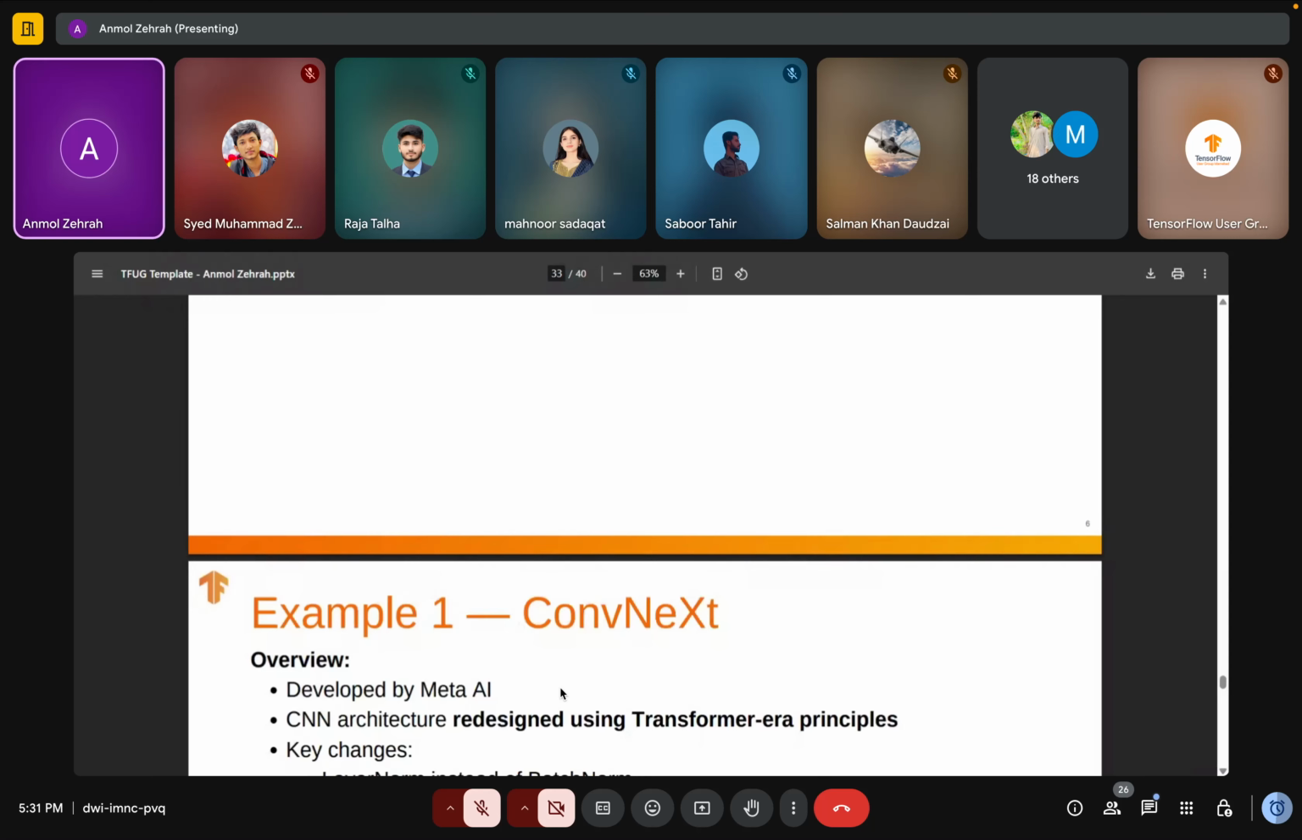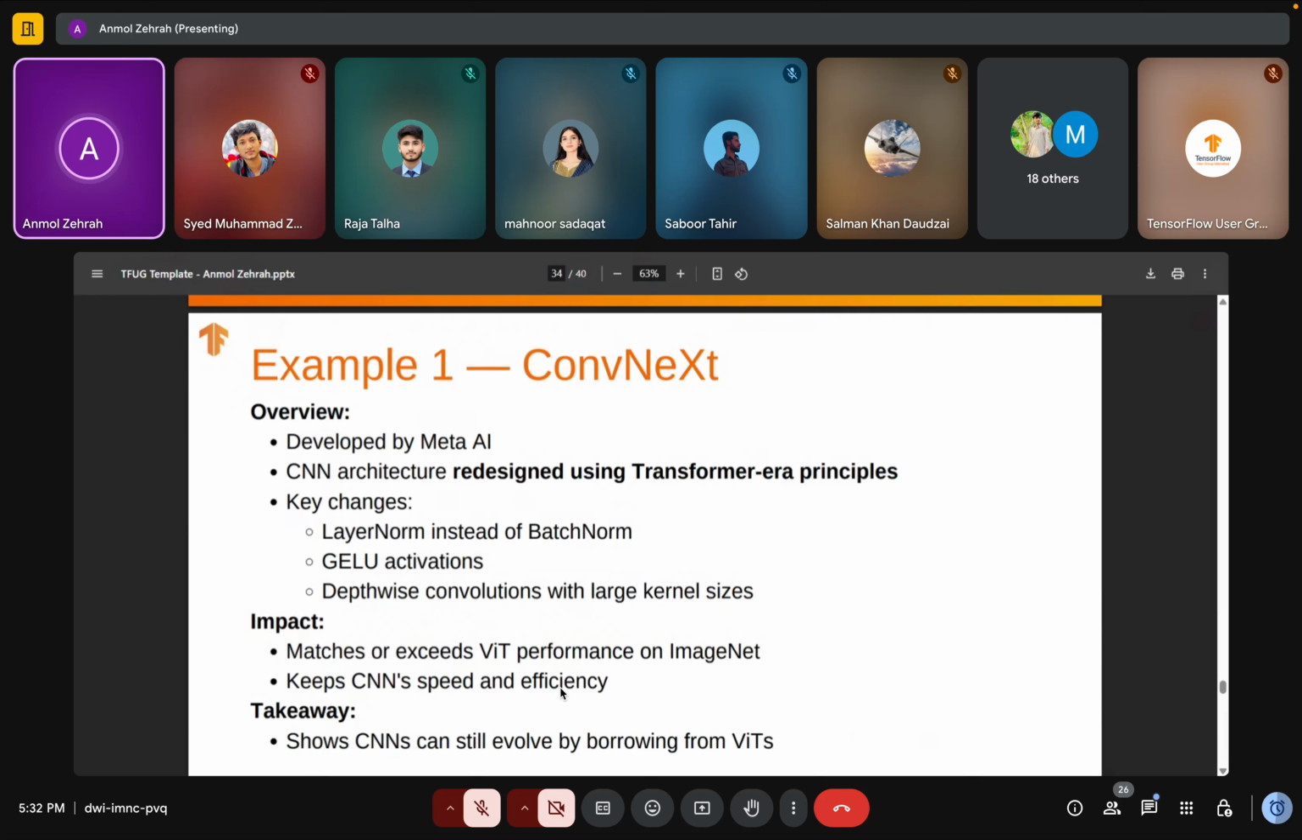The main changes they made to the architecture were that they replaced batch normalization with layer normalization. Then they changed the activation function, and they performed depth-wise convolutions with large kernels. Instead of going horizontally in convolutions, it went vertically, in depth. The impact was that ConvNeXt matches or even exceeds vision transformer performance on ImageNet, while also maintaining the speed and efficiency of a CNN. Again, best of both worlds.